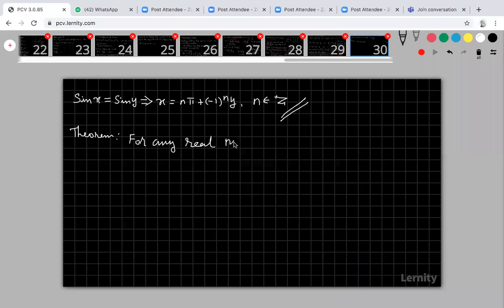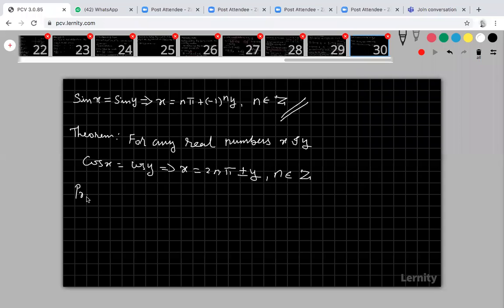For any real numbers x and y, if cos x is equal to cos y, this implies x is equal to 2n pi plus or minus y, where n belongs to Z. Okay, come to the proof.